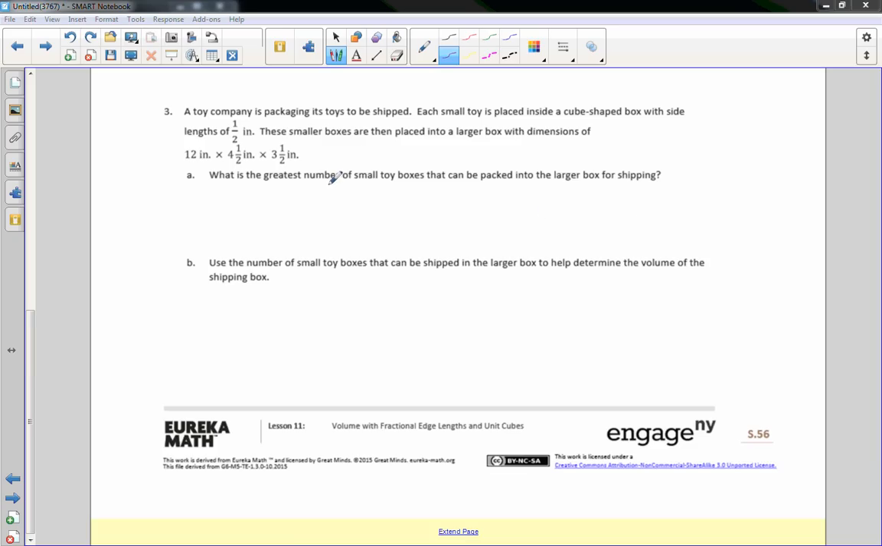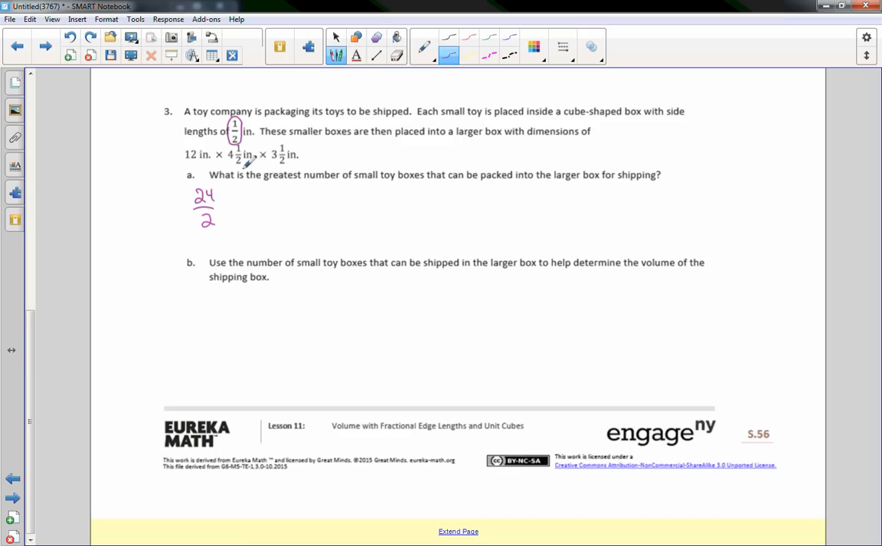Okay, so the easiest way to do this is to make a fraction, to represent everything in terms of this fraction right here, the box that's going into the bigger box. So 12 inches is the same as 24 halves inches, because 24 divided by 2 is 12. So 24 halves, let's not put the inches in right now. So that is the length of the box.